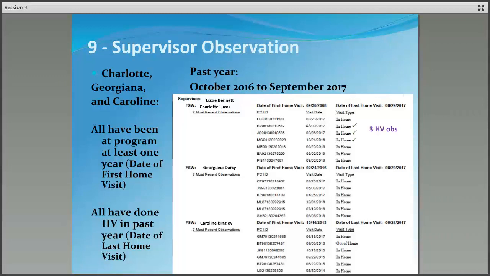Next, for Georgiana, how many observations does she have in the past year period? Georgiana has 4. And what about for Caroline? In the past year period, from October 2016 through September 2017, Caroline only has 1 home visit observation.